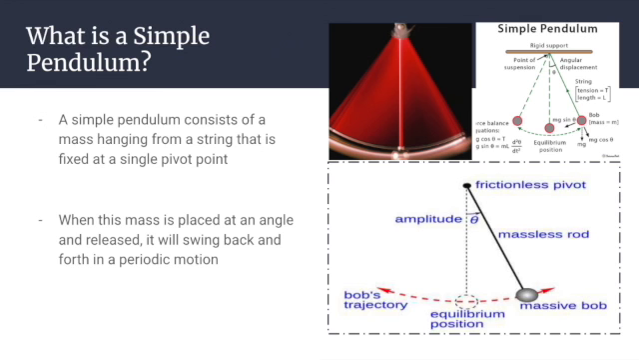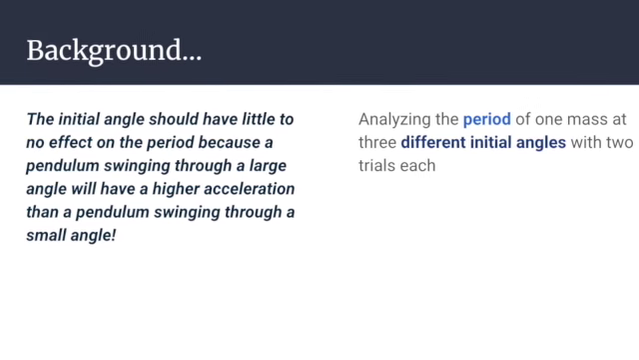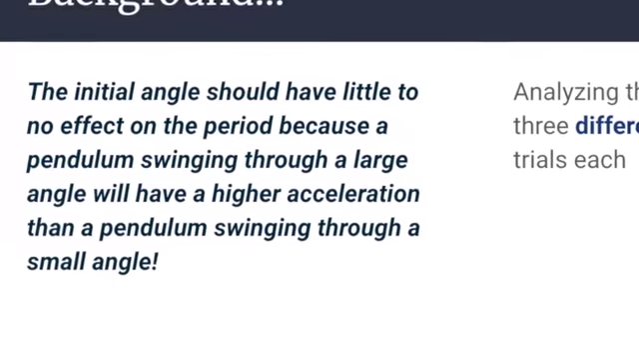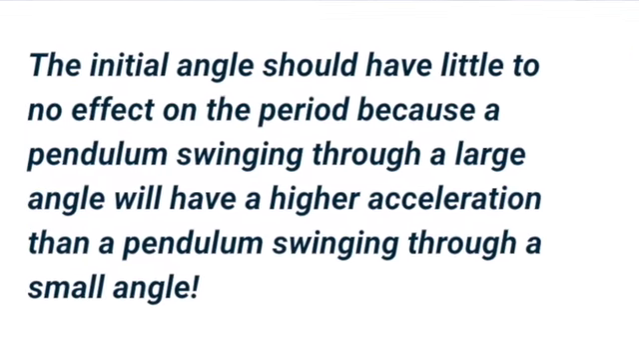A simple pendulum? A simple pendulum is essentially a mass hanging from a string that is attached to a pivot point. This mass gets displaced and swings in a periodic motion. The initial angle should have little to no effect on the period because a pendulum swinging through a large angle will have a higher acceleration than a pendulum swinging through a small angle.